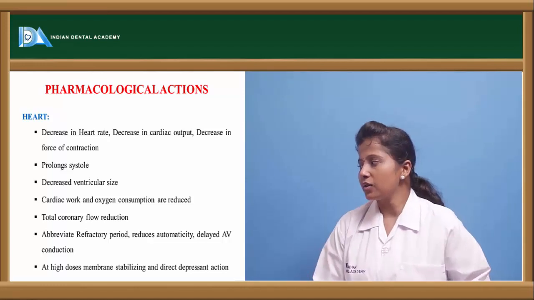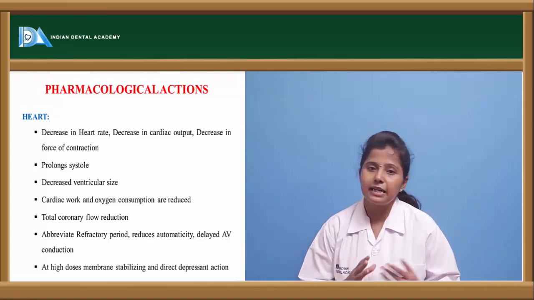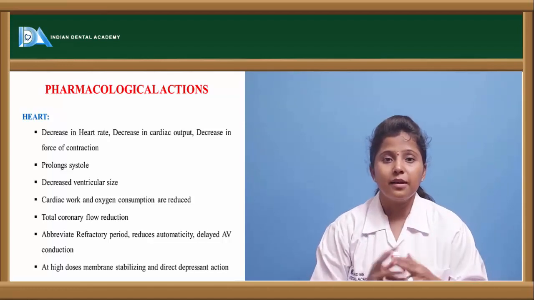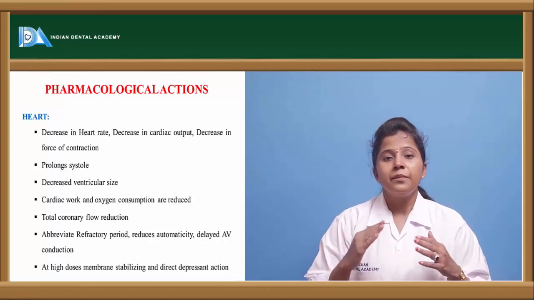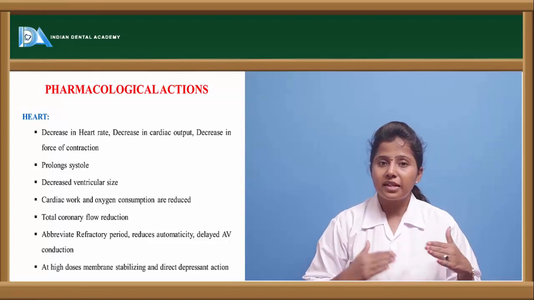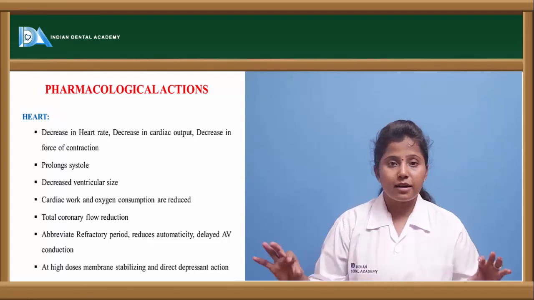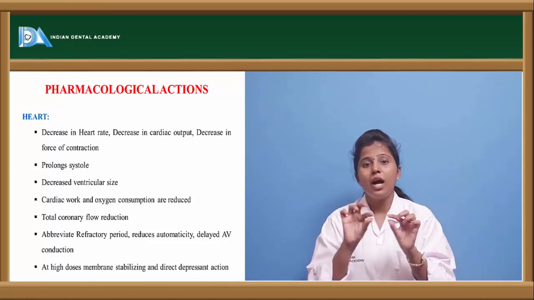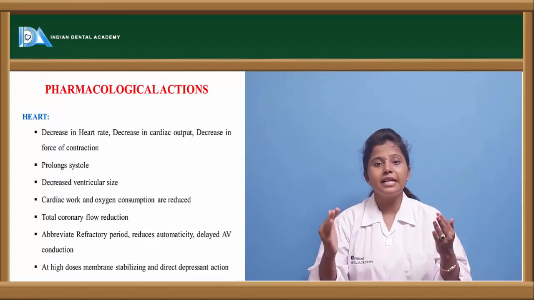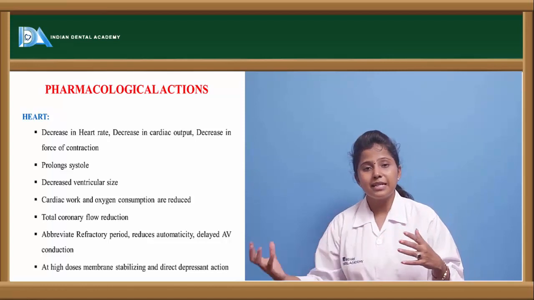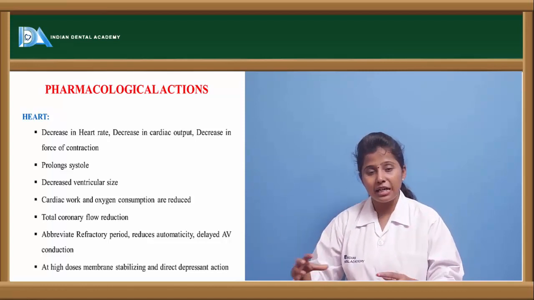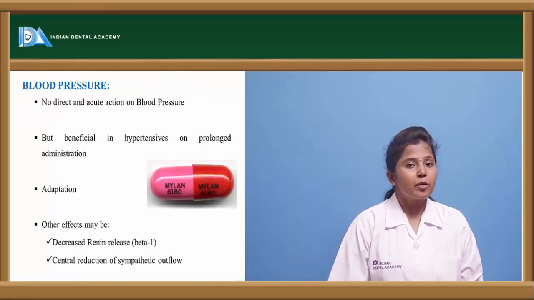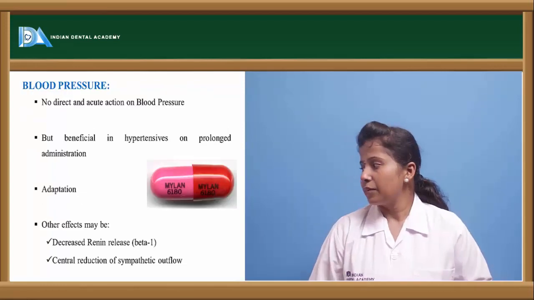At higher doses it shows membrane stabilizing and direct depressant action. So what does membrane stabilizing give? Here the conduction of impulses takes place in the heart through the muscle. Each and every cell has a membrane, the cardiac membrane, and the stabilization of the impulse conduction in the membrane is altered, or we can say it is stabilized, because of propranolol, and it shows direct depressant action.